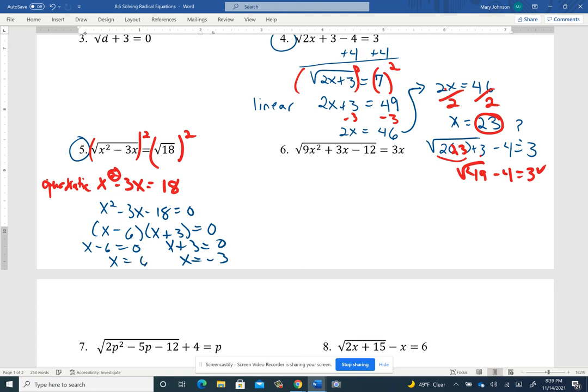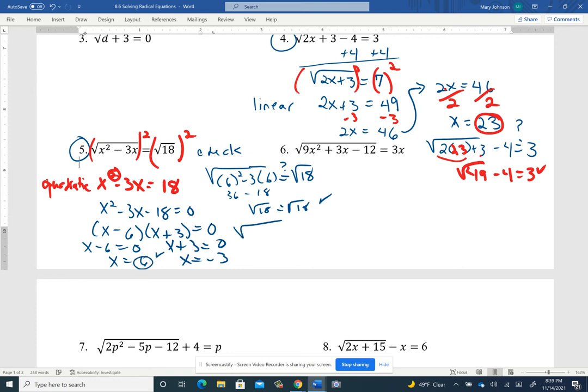I'm going to go back to the original problem and check them. I'm going to put a 6 in first everywhere there is an x and see if I get square root of 18. And that would be 36 minus 18. Okay, so this guy's good.